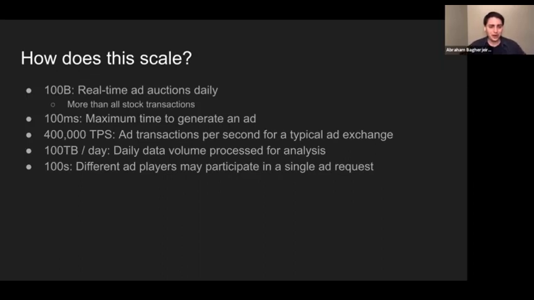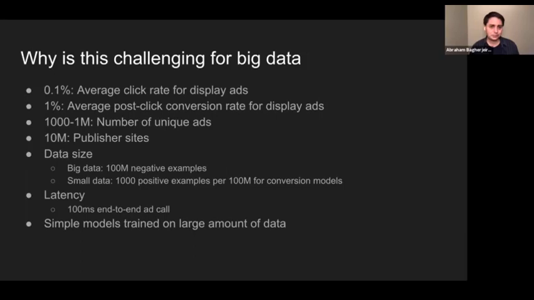And there's about 100 terabytes of data being generated on a daily basis just to power these models. And there are about 100 different players and companies that may participate in a single request through remote calls. So it's a very challenging computational and data problem as well.